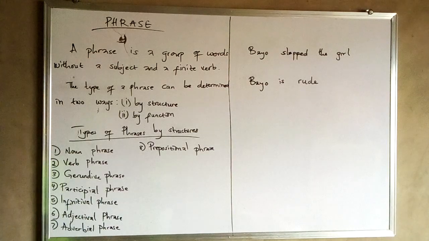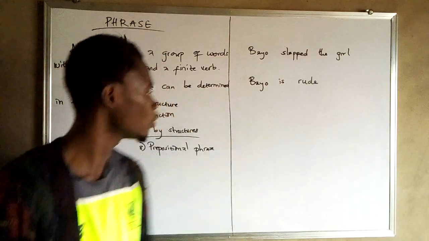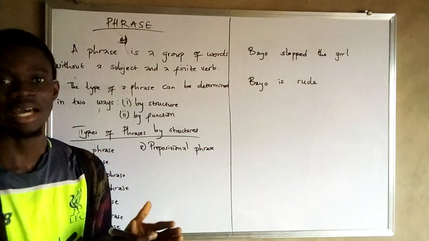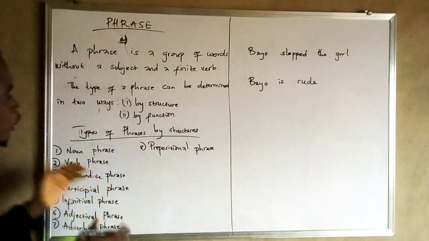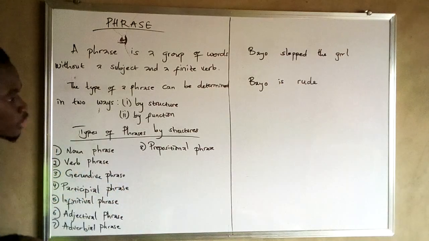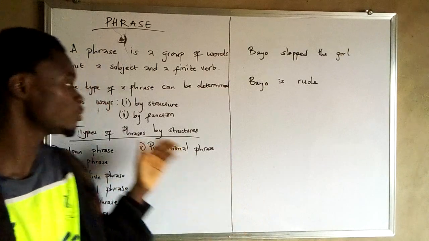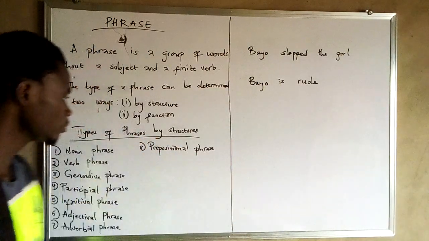Now, the type of a phrase can be determined in two ways. One is based on structure, while the second way of determining the type of phrase is by its function. Here we are going to be explaining phrases based on structure, and in the next class we'll be explaining phrases based on function.